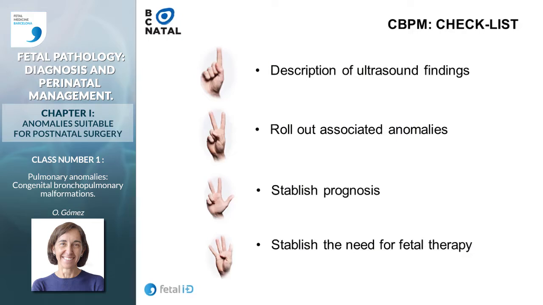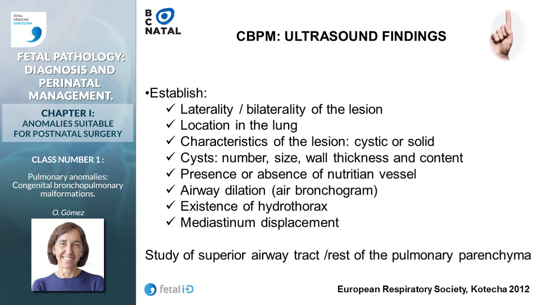Our objectives in this diagnosis of a congenital bronchopulmonary malformation will therefore be to make a detailed ultrasound description of the lesion, rule out the presence of associated anomalies, set the prognosis, and establish the need for fetal therapy. In this direction, the European Respiratory Society states that we must describe the ultrasound findings without adding embryological or pathological speculation about what we're seeing. As we have said, it is recommended to use the generic term congenital thoracic or bronchopulmonary malformation.